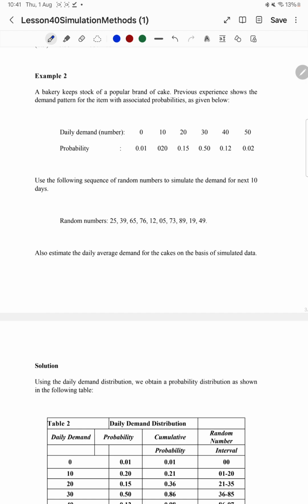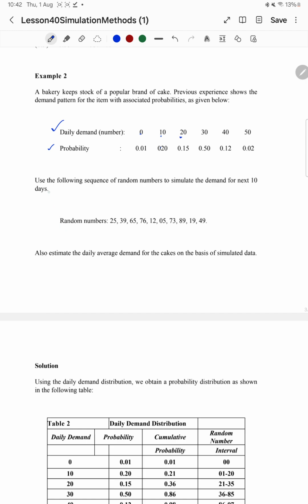Here the example is a bakery that keeps stock of a popular brand of cake, and previous experience shows the demand pattern for the item, with associated probabilities, were given. For that particular cake, daily demand with corresponding probabilities was given in the question. The values represent that to sell 0 cakes there is 0.01 probability. For selling 10 cakes there is 0.20 probability. For selling 20 cakes there is 0.15 probability on a particular day.